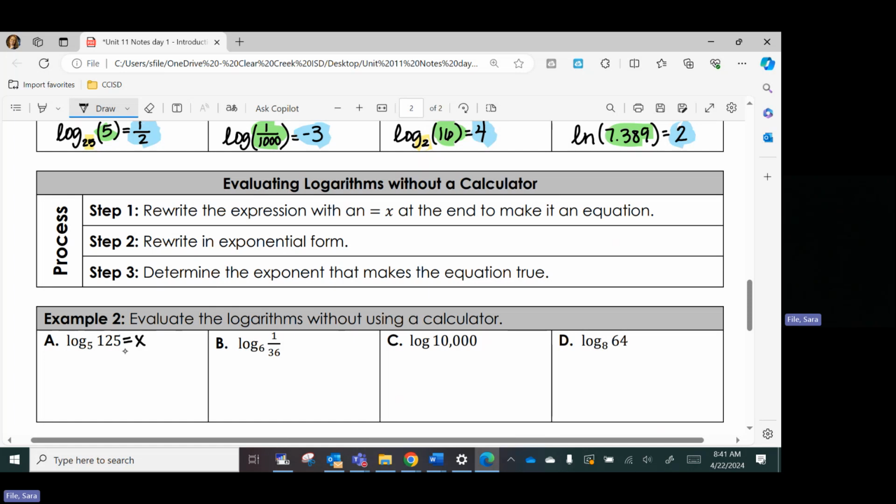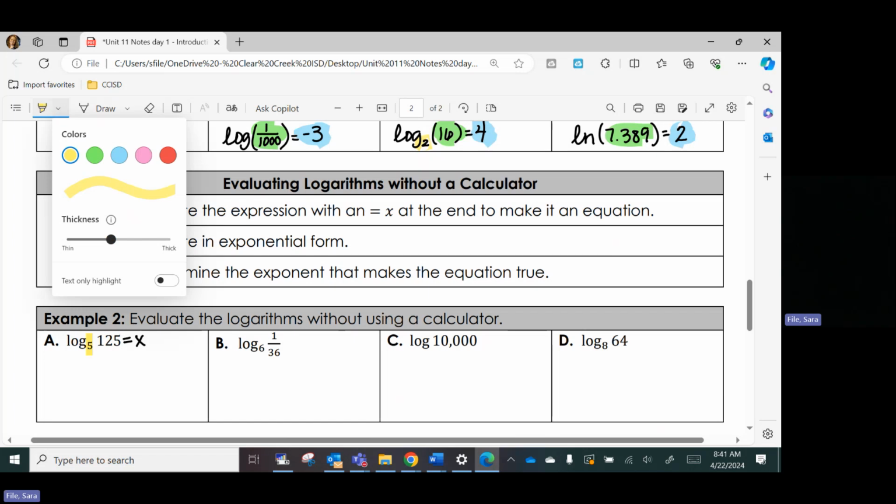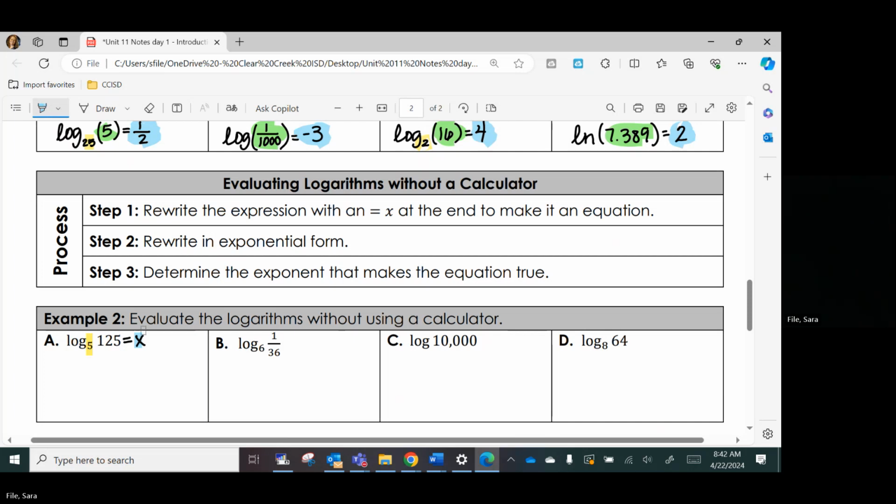So that's step 1. Now I am going to rewrite from log form to exponential form. So it's a base 5 to the power of x equals 125. So now the question is, x is what? 5 to what power is 125?